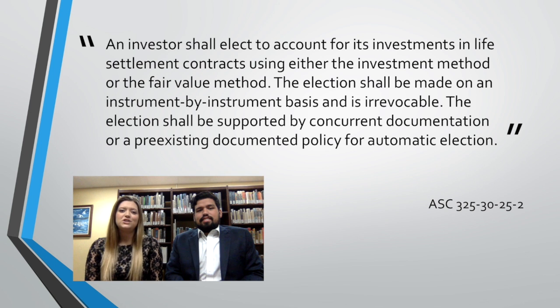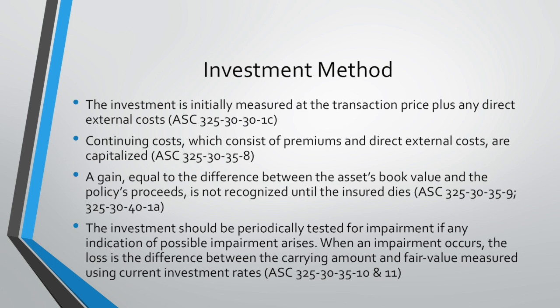Current GAAP allows investors to choose between two different accounting alternatives when accounting for a life settlement contract, either the fair value method or the investment method. The election must be made on an instrument-by-instrument basis, and once an election is made, it is irrevocable. Also, management must document and support the election, and these must be included in the disclosures. Or they can preset an existing policy in order to continue accounting for life settlement contracts in the same manner in subsequent periods. First, we discuss the investment method.